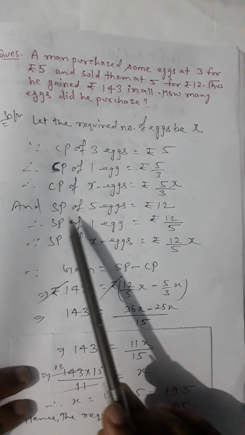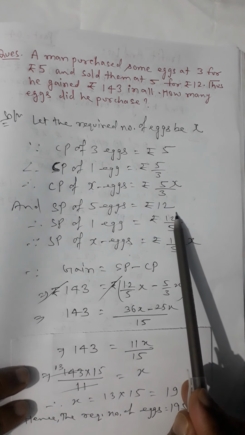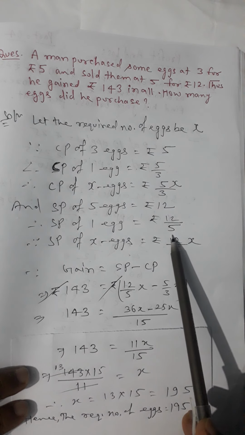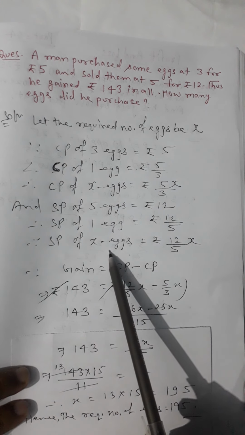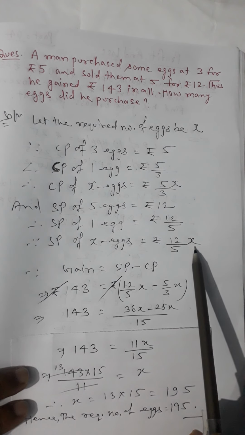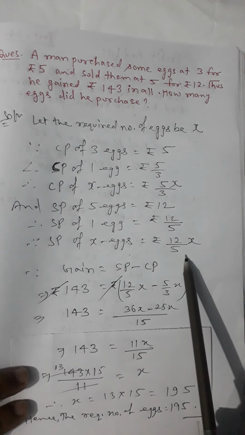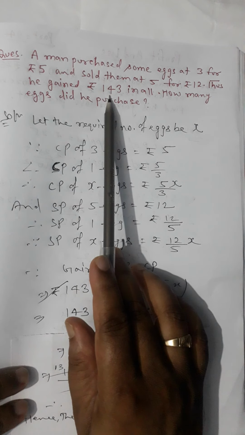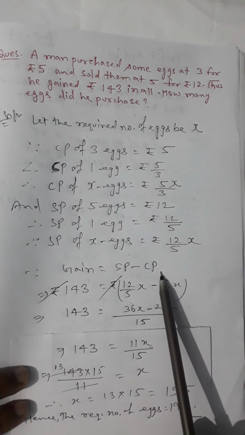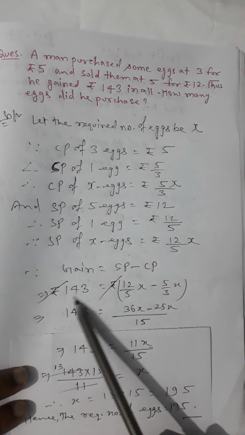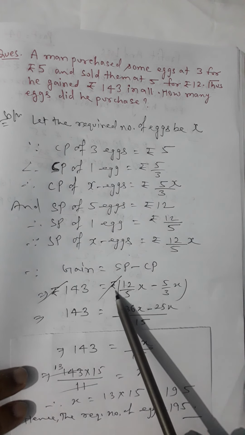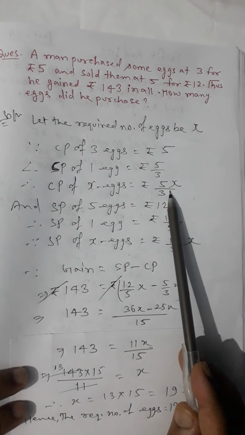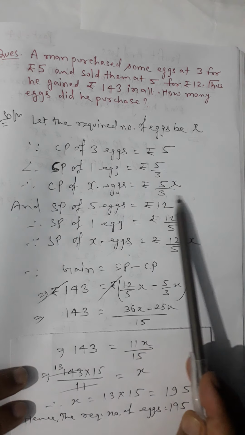Okay, and SP of 5 eggs equals rupees 12. Then SP of 1 egg equals 12 by 5. After that, SP of x equals 12 by 5 multiplied with x, it becomes 12x by 5. Now apply gain, because we have gain rupees 143. So gain equals SP minus CP. So rupees 143 equals SP 12 by 5 x and cost price 5 by 3 x.